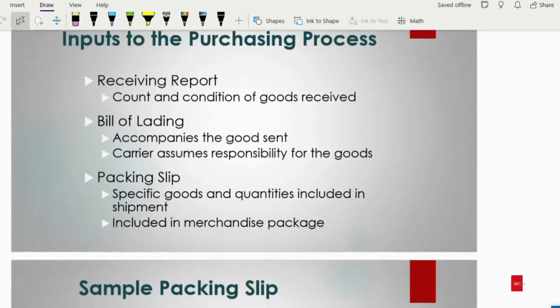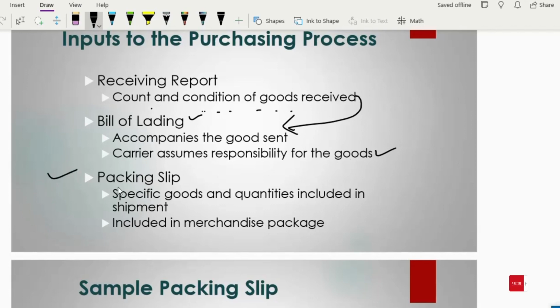Followed by the receiving report. When you receive the goods at your company from your vendor, you don't just put them in the warehouse. You basically count them, check them, and match them, so that you can find out that they are according to the request which you made to them. So you count and check the condition of the goods received. And then the bill of lading is the one which is sent along with these goods. The carrier or the cargo company assumes the responsibility for these goods, because if something happens to them on the way, that is the responsibility of the cargo.